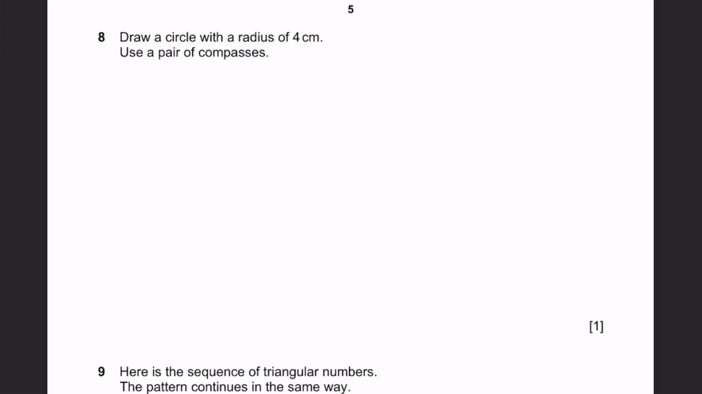Draw a circle with radius 4 centimeters. Use a pair of compasses. It's quite simple. I'll just show you how to do it. So first, place a random point. Let's name it O. That'll be the center of the circle.